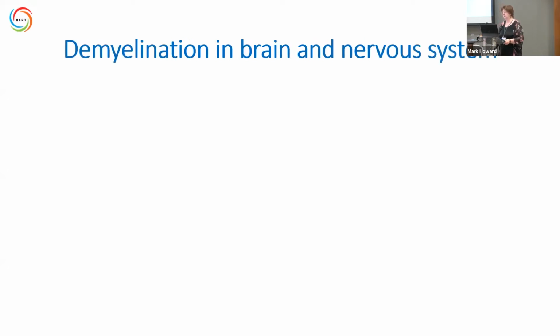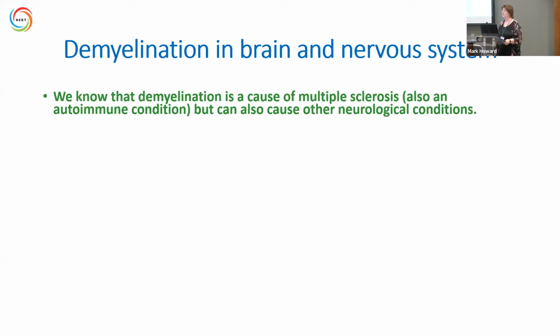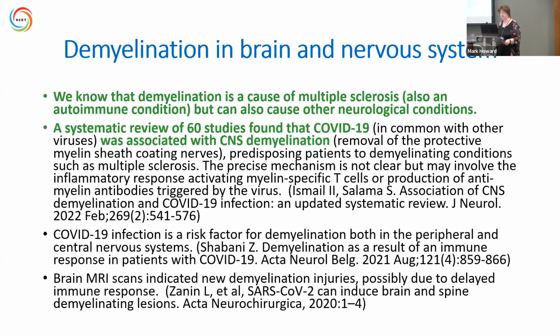Demyelination of the brain and nervous system, yes. We know already this is a cause of multiple sclerosis, which is also an autoimmune condition, but it can also cause other neurological conditions as well. Here's a systematic review of 60 studies, which found that COVID was associated with central nervous system demyelination.